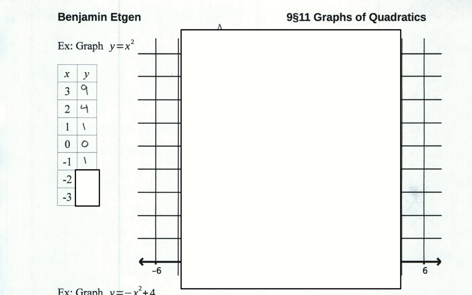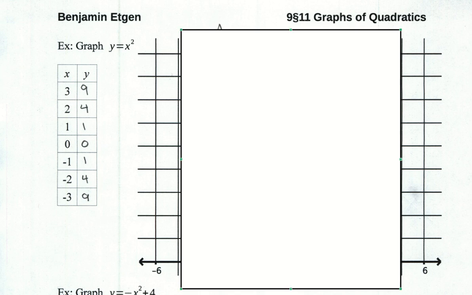So let's continue in this way. Remember, when we square -2, we multiply the -2 times a -2. That gives us a 4 again. And when we square -3, we get a 9 again. Something very special is happening in this example at the point 0, 0. That symmetry is what we're talking about, and that gives us the word vertex.